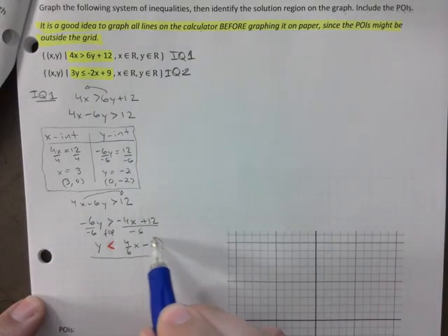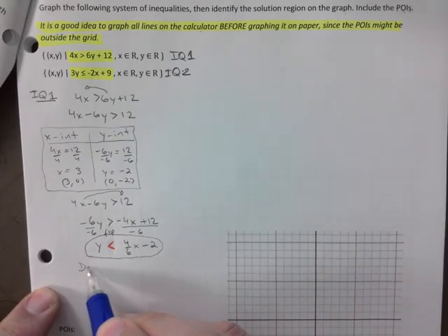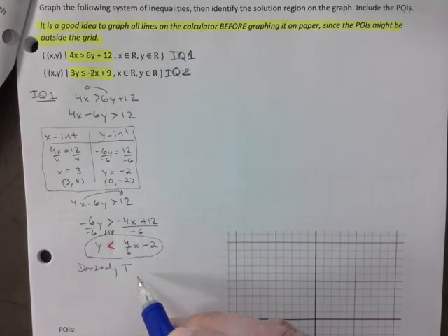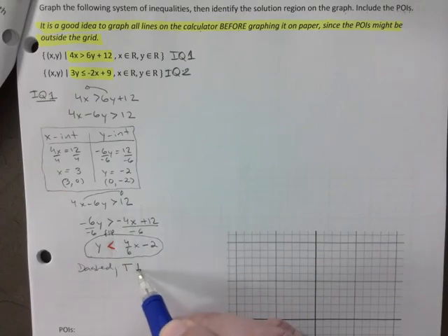So flip because you're dividing by negative, right? Let's get back to work here. Dashed. Where's the true region? True region? It's less than, right? So it's below. It's less than, so it's below.